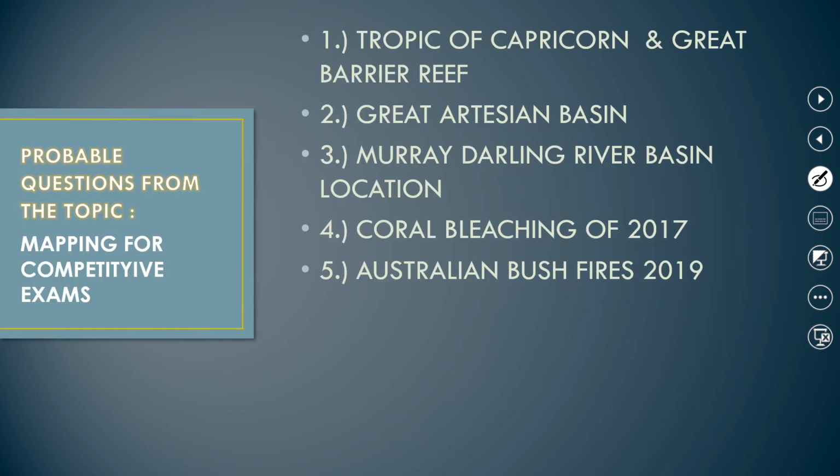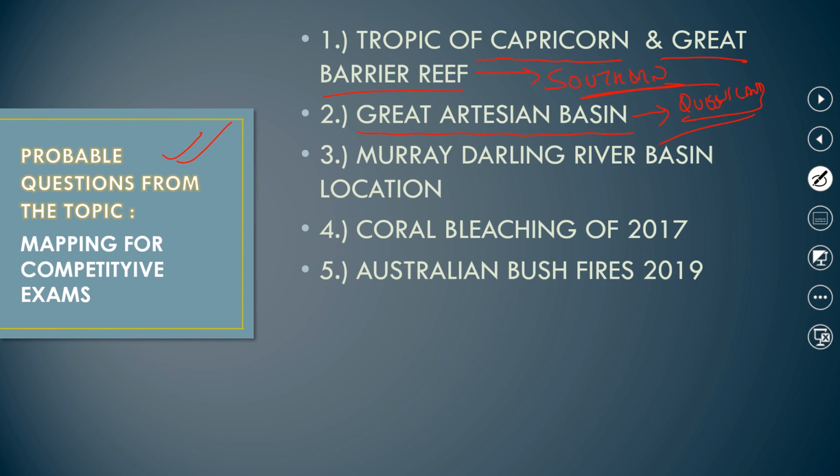And to end the session, let's have a look over the probable questions that can be asked from the topic of Australia in various competitive exams. The first one, the Tropic of Capricorn is located towards which part of the Great Barrier Reef? It is the southernmost extent of the Great Barrier Reef that is defined by the Tropic of Capricorn. Second, the Great Artesian Basin is located in which province of Australia? It's Queensland, and it has a very high water table.